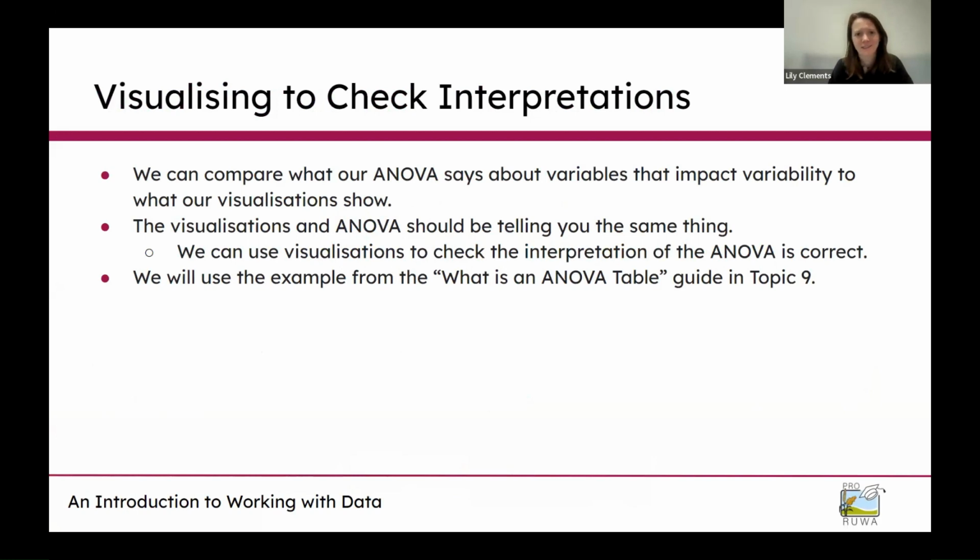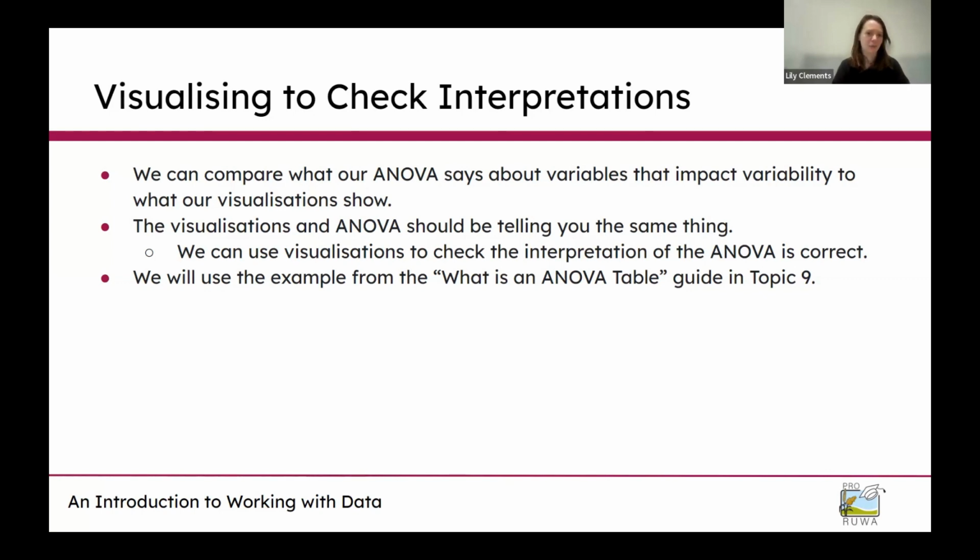Natural variability, or the nature of natural variability. Today's our third point on this, and here we look at visualizing to check our interpretations. We can compare what our ANOVA says about variables that impact variability to what our visualizations show. The visualizations and ANOVA should be telling you the same thing. So we can use these visualizations to check our interpretation of the ANOVA.